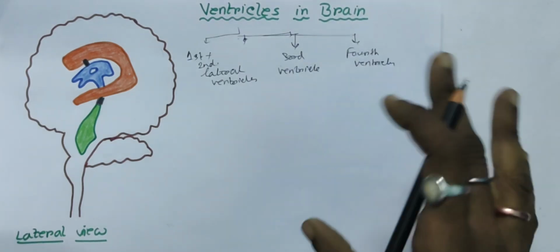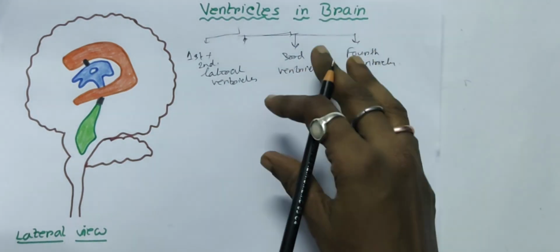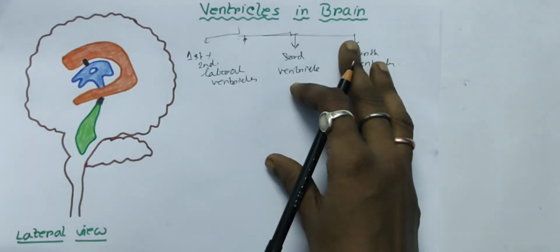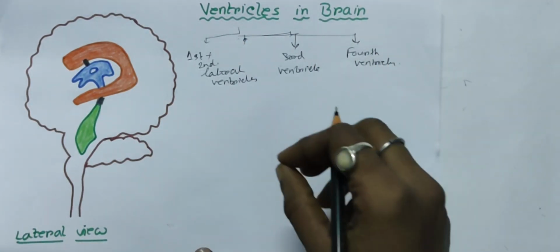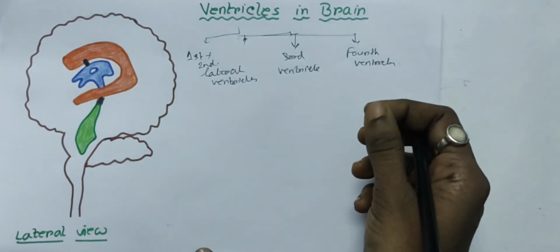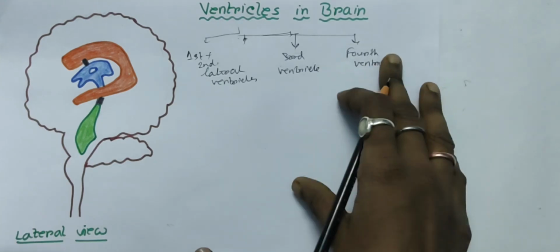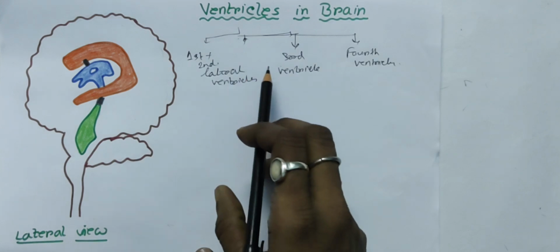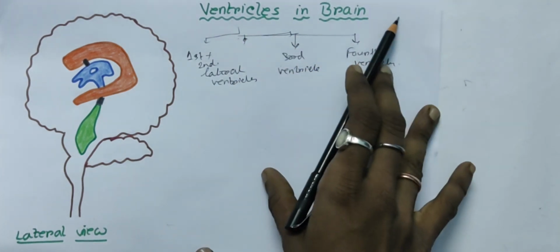So ventricles are the hollow space cavities inside the brain, and they are mainly responsible for the formation of cerebrospinal fluid. They produce cerebrospinal fluid, and these ventricles are lined by the ependymal cells. The ependymal cells are the cells that line the choroid plexus. I am explaining all the terms. I have told you that the ventricles are responsible for the formation of cerebrospinal fluid.